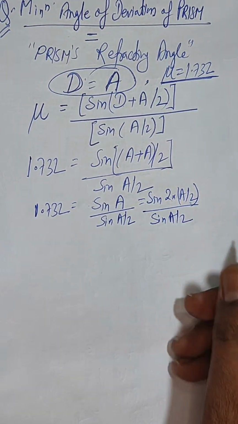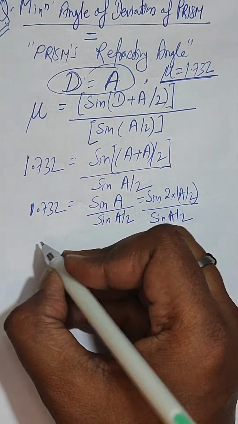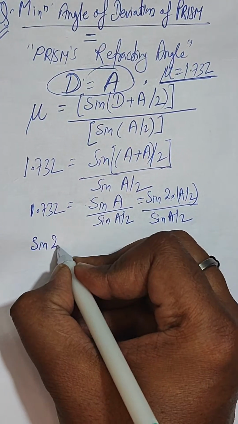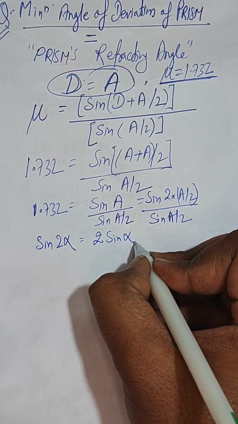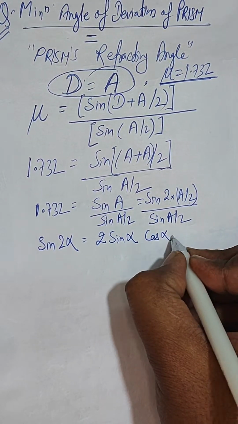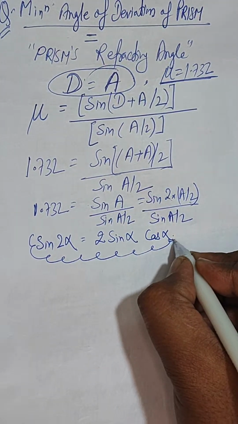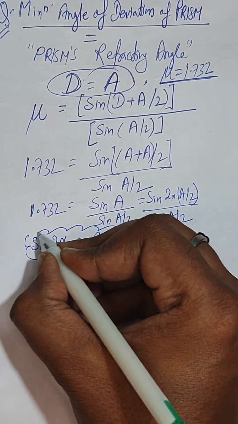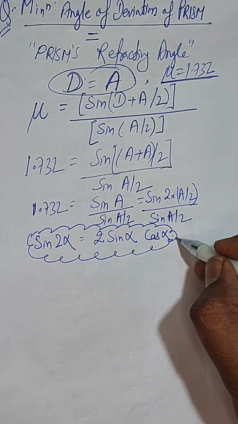We are writing it like this because if you remember the formula of sine 2x or sine 2 alpha, sine 2 alpha is equal to 2 times sine alpha into cos alpha. You remember this formula? So we will be using it over here, right?